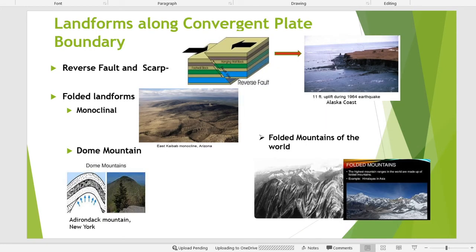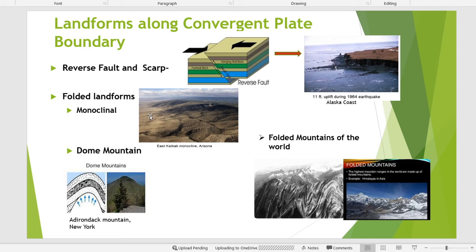Coming to the next type of boundary, which is the convergent plate boundaries, here two plates converge towards each other and lead to the formation of the following landforms. First one is the reverse fault scarp. Here also there is a scarp development, but the angle of scarp is different from that of the normal one, and it is called the reverse fault. And here in this picture we can see there is a reverse fault development after an earthquake on the Alaskan coast.